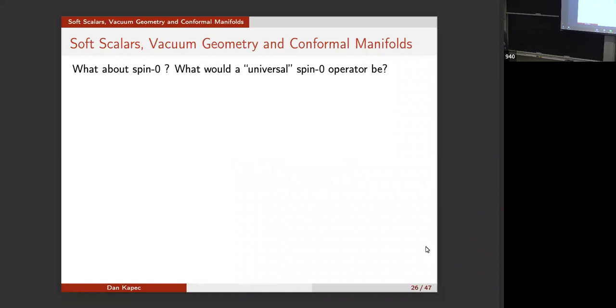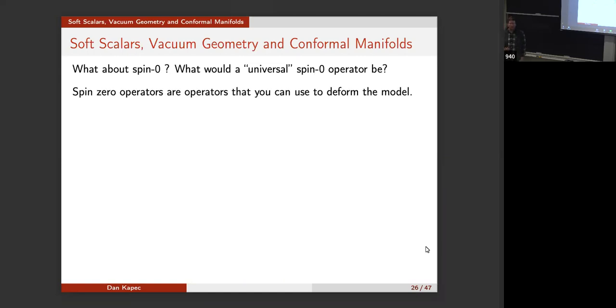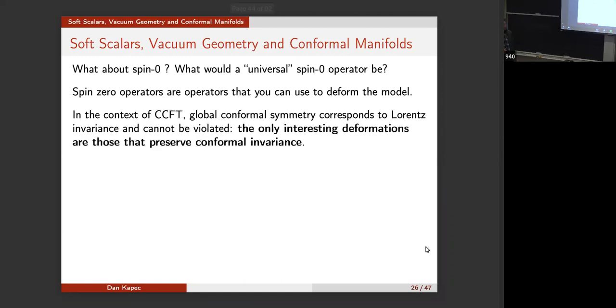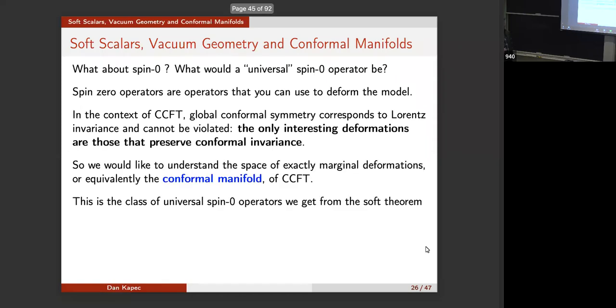Okay, so we discussed spin 1 and spin 2 universality in this formula. In this formalism, what would the spin 0 universal operators be in celestial conformal field theory? Well, a spin 0 operator is really an operator that you can use to deform the model. And in celestial conformal field theory, the global conformal group is just the Lorentz group, which can't be violated. So really the only interesting deformations are the ones that preserve conformal invariance. Those are known as exactly marginal deformations, and the space of all conformal field theories related by exactly marginal deformations is the conformal manifold.